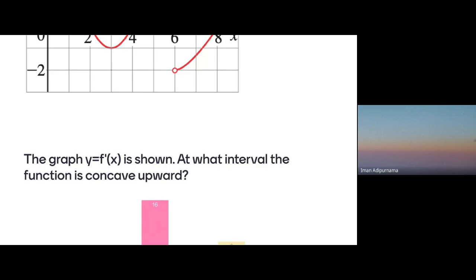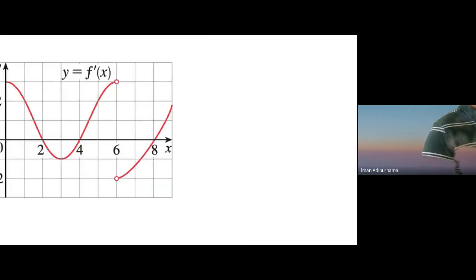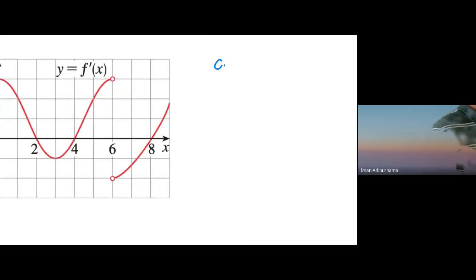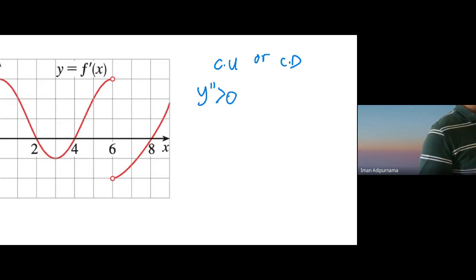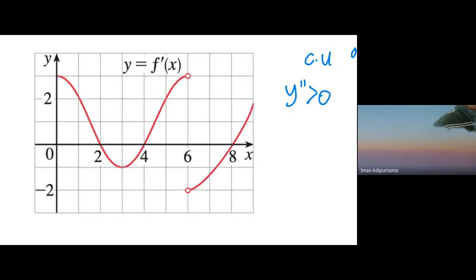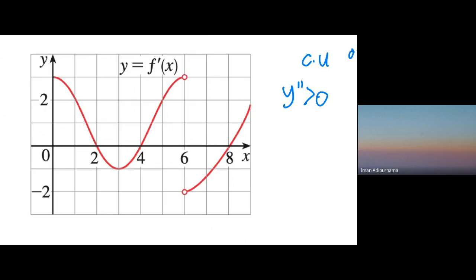First, what you need to remember is that concave upward or concave downward depends on y double prime. The second derivative, for concave upwards, should be positive. So I can write this. For concave downwards, it should be negative. Now, how do we find the positive and negative from f prime?